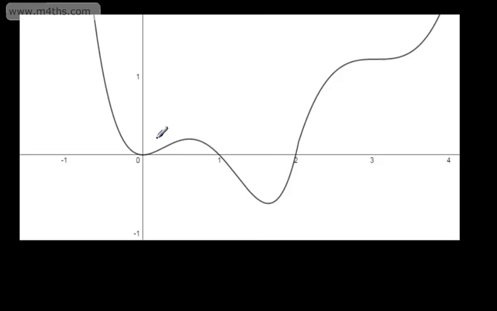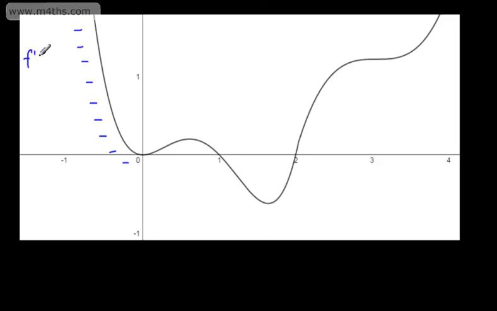In this video, we're going to continue our work with differentiation and look at an introduction to stationary points. In the last video, we looked at increasing and decreasing functions. So this is the graph that we had. We can see that the gradient of the function in this particular interval is going to be negative. So we can say that this is a decreasing function just here.